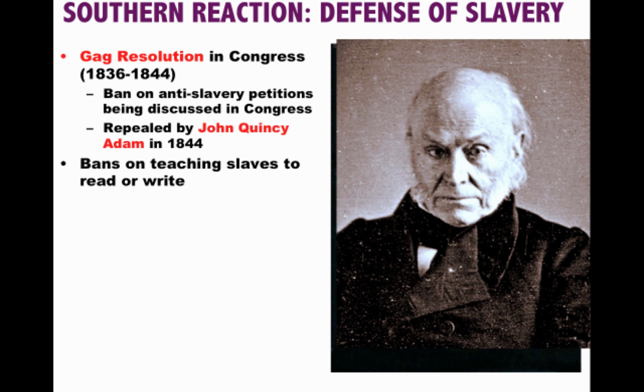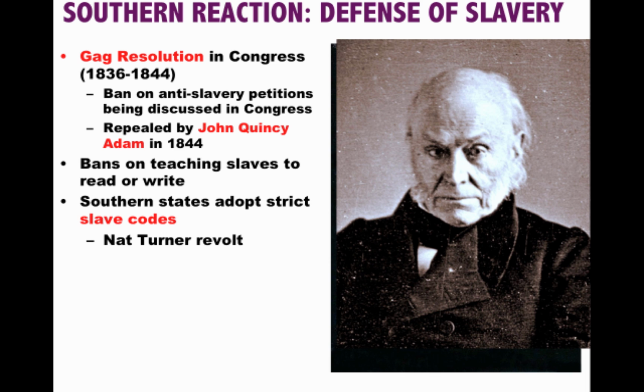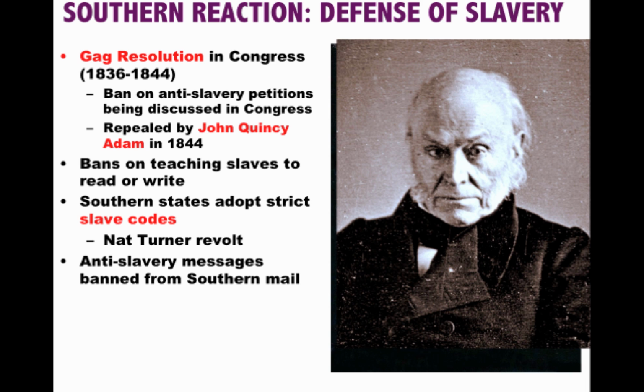There are going to be bans on teaching slaves to read or write. This was seen as a path to resistance, so this was something that was very much enforced throughout the South. And of course, Southern states are going to have strict slave codes, especially after events like Nat Turner's revolt, because of this fear and wanting to ensure that future revolts do not materialize. Anti-slavery messages, anti-slavery literature such as David Walker's Appeal or the Liberator newspaper were banned from the South. They would not deliver it.